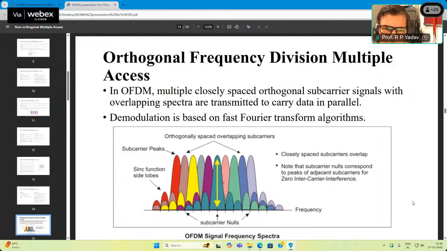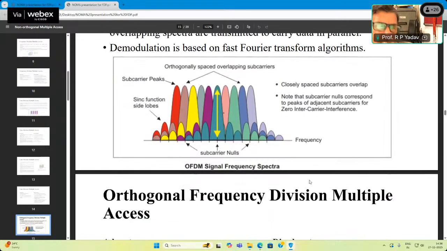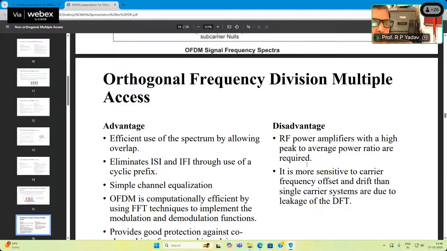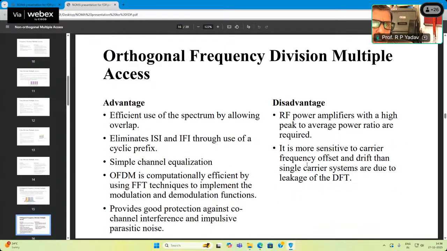So there are many advantages. They are closely spaced subcarriers, and the subcarrier nulls correspond to peaks of adjacent subcarriers, giving zero intercarrier interference, and these are the sinc function lobes along with that. Of course, the LTE systems that are right now operating in 4G use OFDM as a modulation scheme, or as an access scheme, for implementing these services.